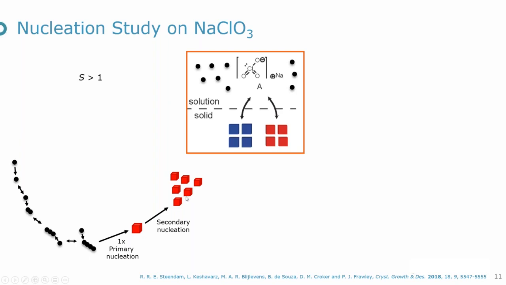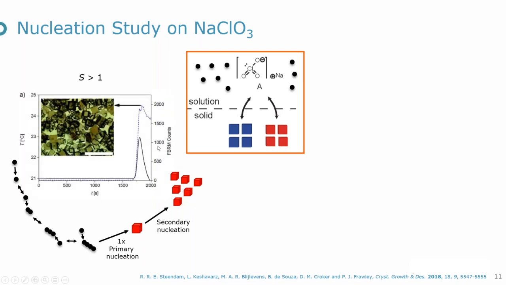Secondary nucleation follows, and that usually proceeds through copying the identity of the first crystal. So in this case, you get more of the red. And this is indeed what we saw in the lab. This graph shows time on the horizontal axis, the temperature on the left-hand axis, and the counts measured by FBRM on the right-hand axis. We cooled the solution to supersaturation and waited for crystallization to occur. Then, immediately after crystallization, we isolated the crystals and looked at them under the polarized light microscope and found that all crystals were of the same color. Hence, all crystals are of the same chirality.